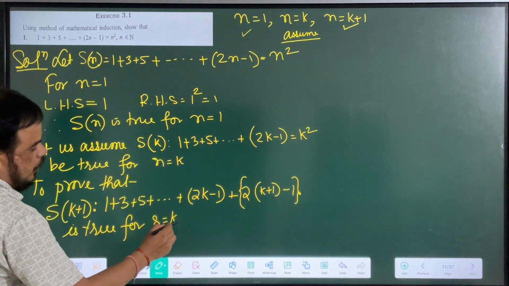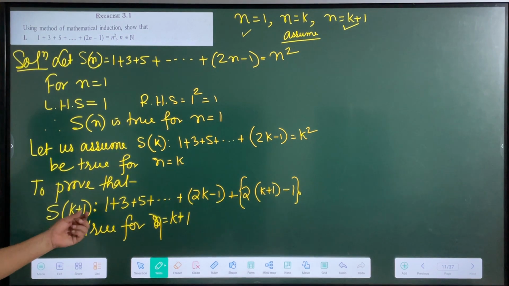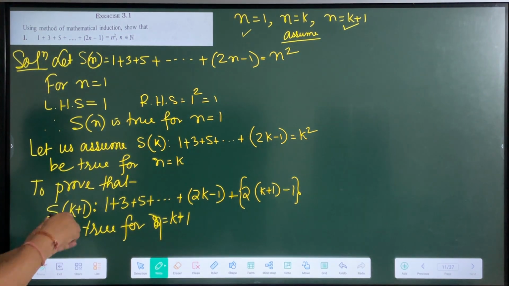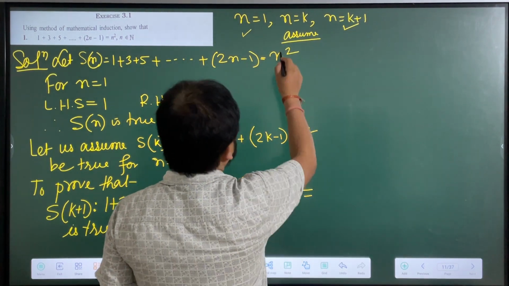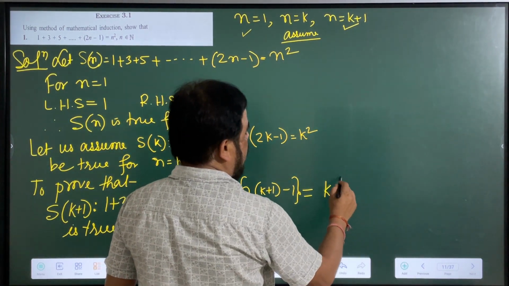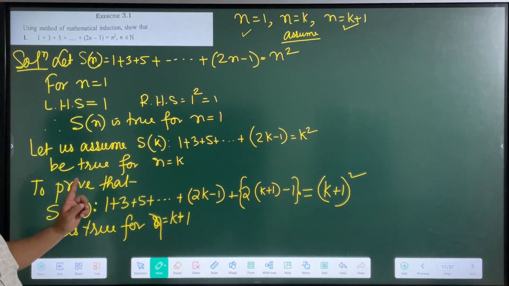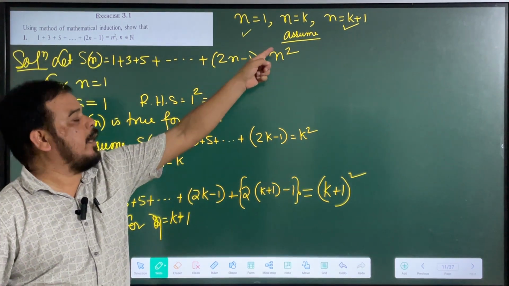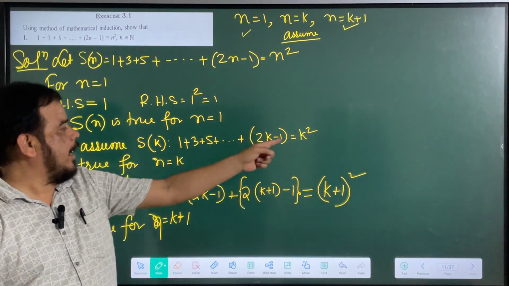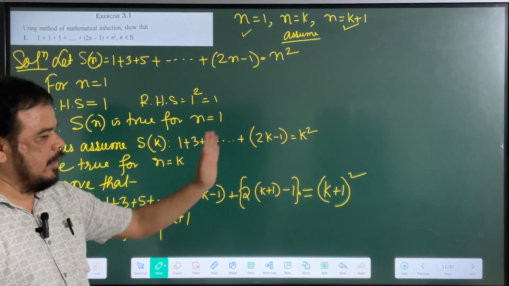So it is true for n equals k plus 1. For n, in place of n, if we put k plus 1, then left hand side, right hand side equal. Right hand side not written. What is right hand side? K plus 1 whole square. N means k plus 1. In place of n, k plus 1 is written. So n is k plus 1. N square, n means k plus 1. Here n is k, so k square. Now this is left hand side and this is right hand side.